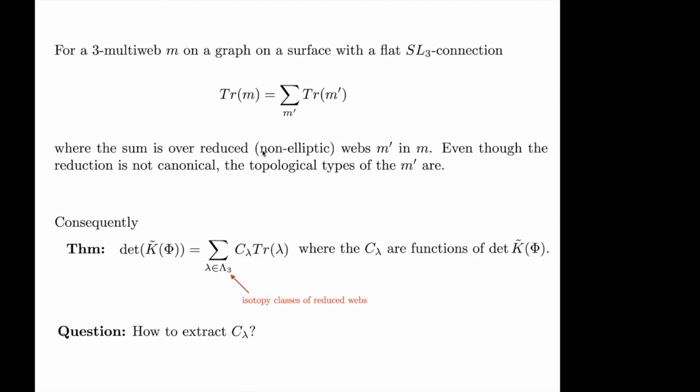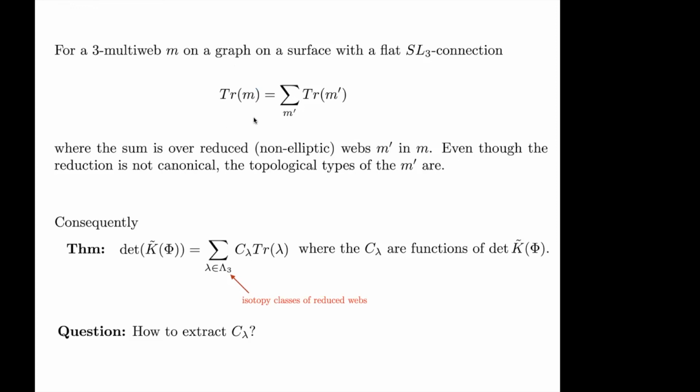That means that there are no square faces. There are no faces of degree 4 or 2, because those you could reduce. So every face has degree 6 or more, and then that's called a non-elliptic web or reduced web. You start with your somewhat complicated web like I showed before, you apply these reductions, and eventually you get a linear combination of non-elliptic webs, whose topologically trivial faces have degree 6 or more.